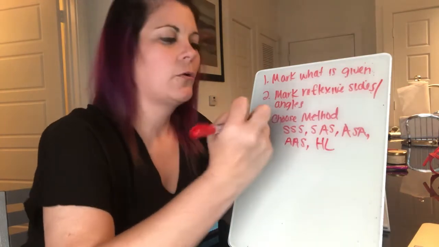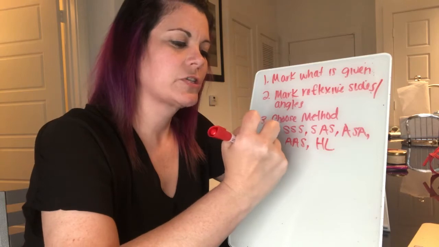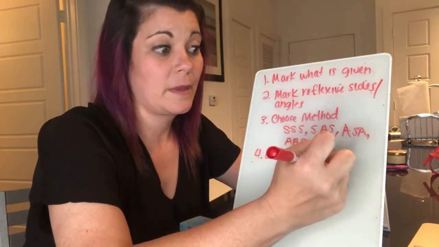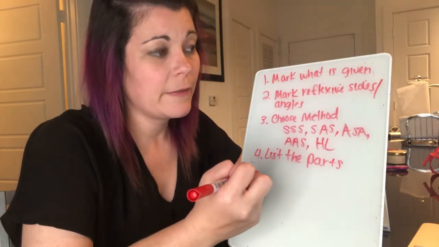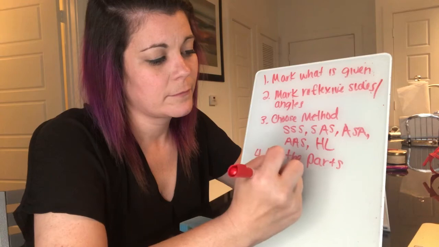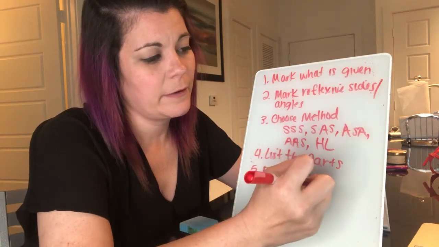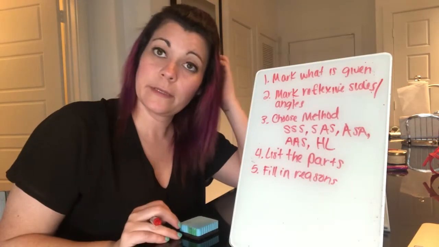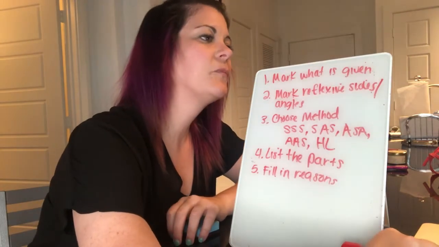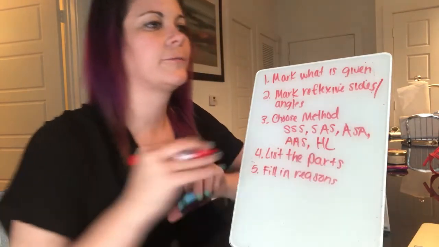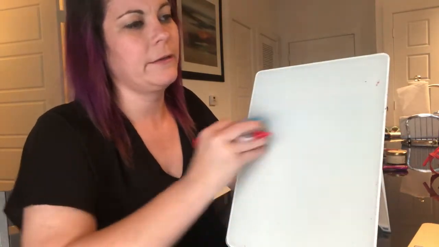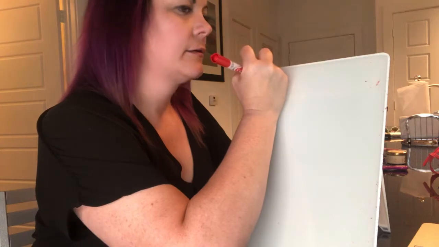Okay? So, and then what you're going to do is you're going to list the parts of the triangle and see what you can prove. And then you'll fill in your reasons. And then you say, well, is there more? Is there more to do this proof? So we're going to do a 2-column proof. And then we will call it a day.